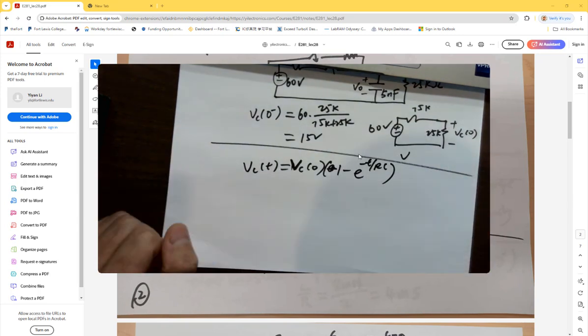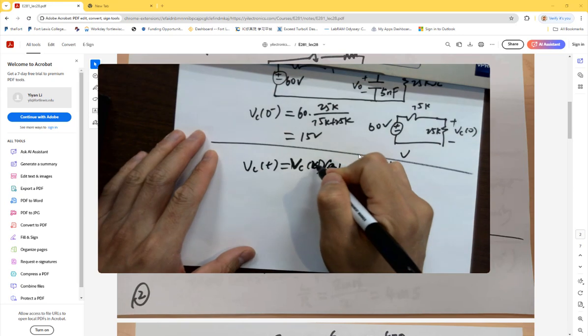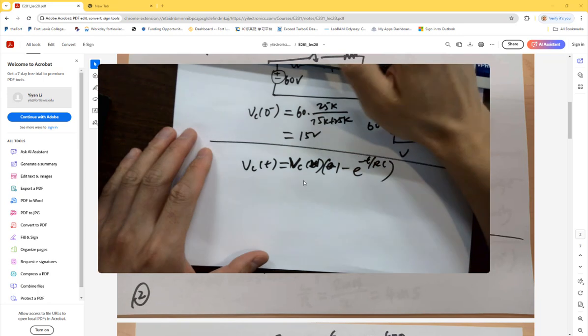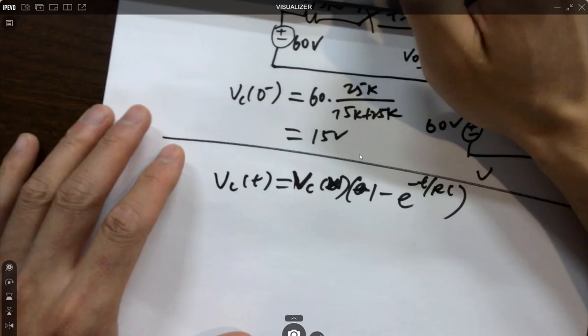Okay, so that's a special case when VC... wait, no. VC infinity. Oh, VC infinity. That's right. Yeah. Okay, cool. Thank you. So this was wrong. I'm going to revise it later. Anyway, if the final voltage is 0, it's going to be a natural response. Okay, that's it. Just an overview really quick.